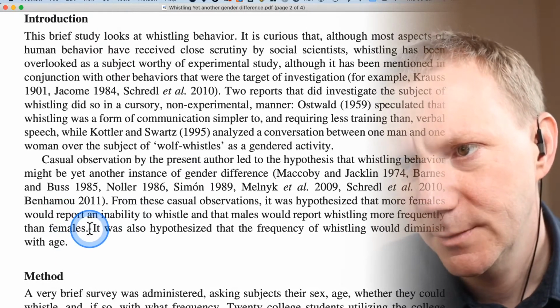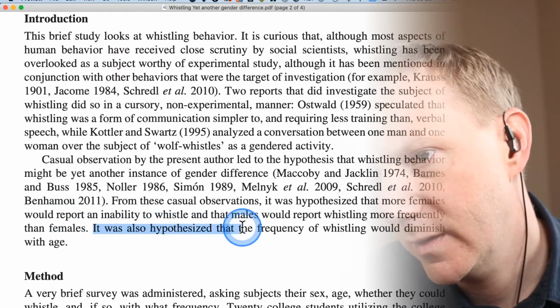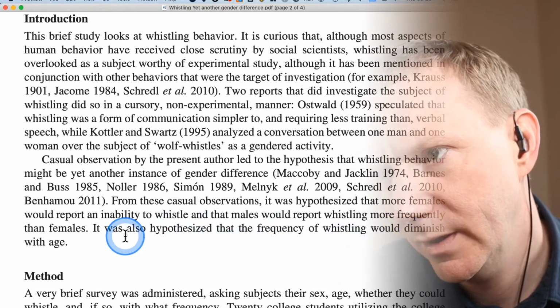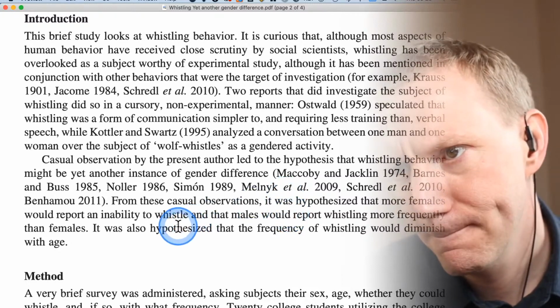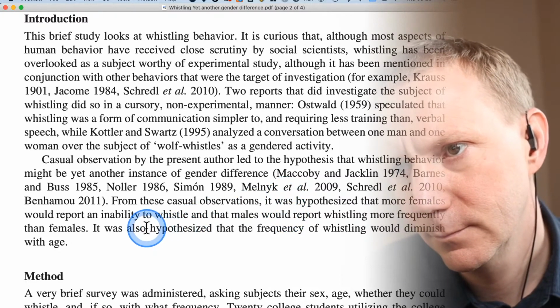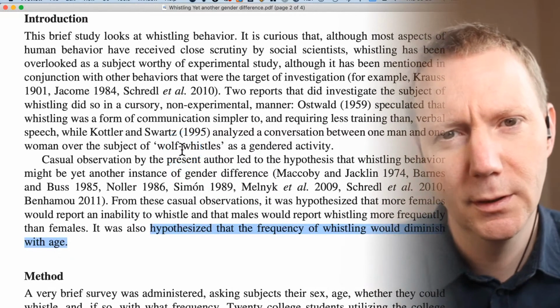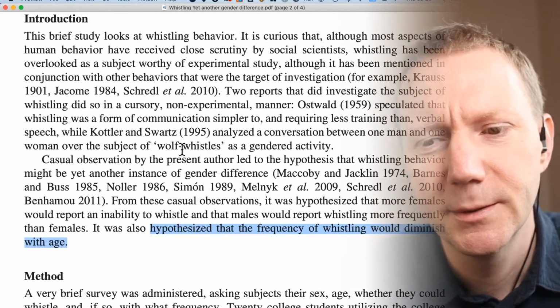And the final part, it was hypothesized that the frequency of whistling would diminish with age. So what would we do here? Anyone else?